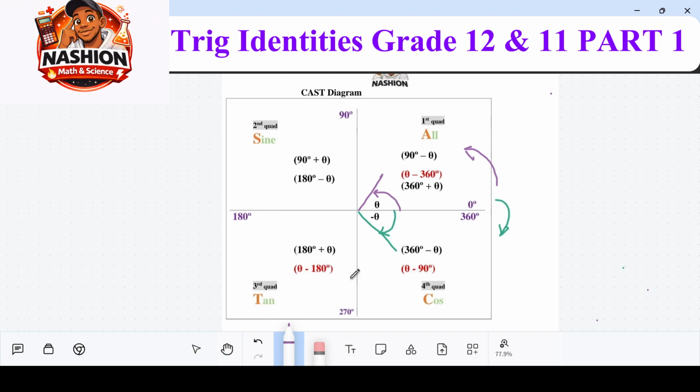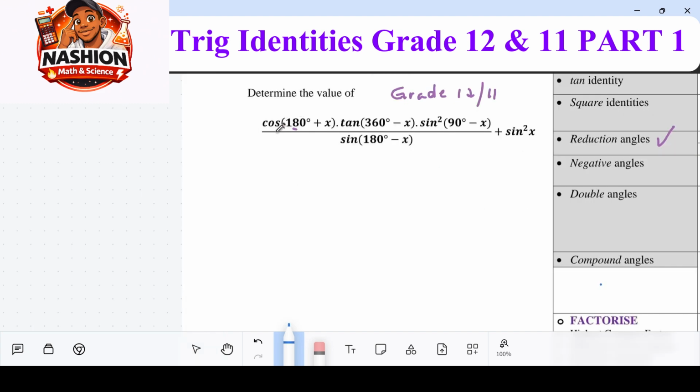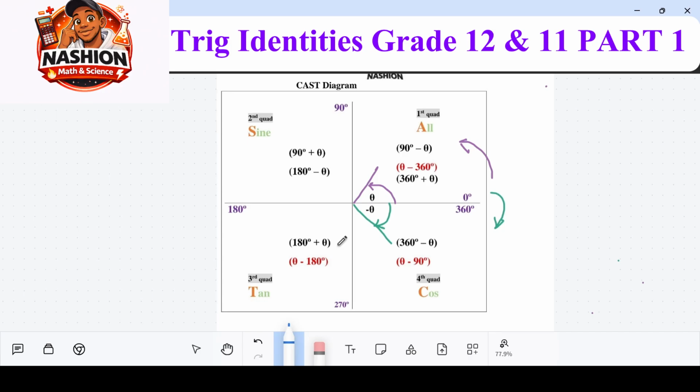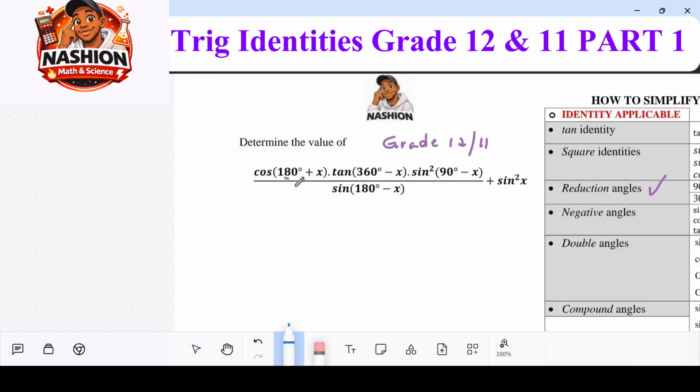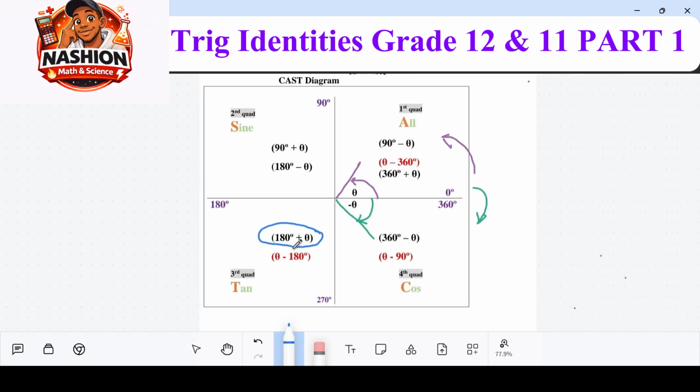The CAST diagram. Like in this case, for example, we are given cos of 180 plus x. So 180 plus x in the CAST diagram is the angle in the third quad, where only tan is positive. Sine and cos are negative. So when we do this question right here, cos of 180 plus x, we are going to write it as negative cos of x. That's according to the CAST diagram.